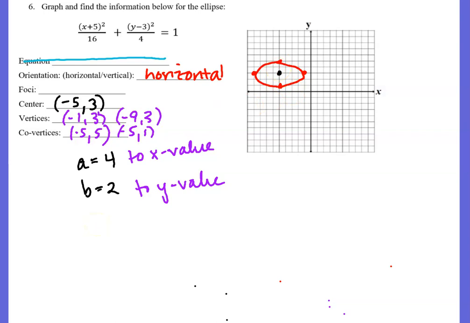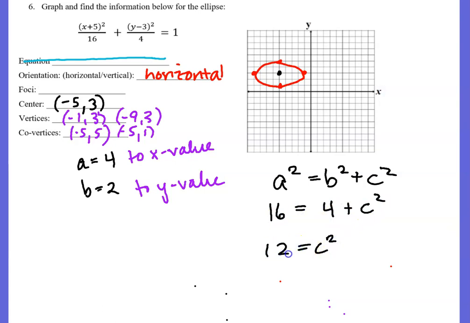Okay, and then the foci should, again, use that relationship of a squared equals b squared plus c squared. a squared was 16, b squared was 4. So my c squared is 12, and c is the square root of 12. You can simplify. This factors into 4 times 3, so 2 root 3, and you should do that.